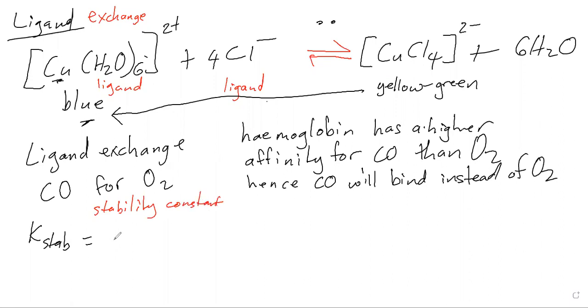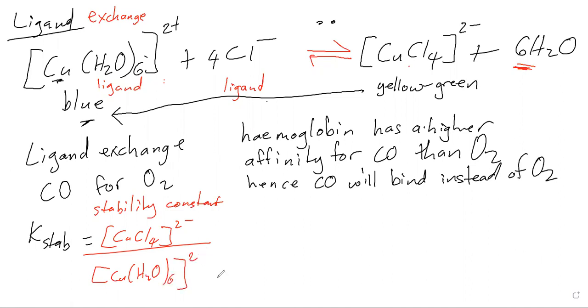All right, so it would be the product; you don't need to include the H2O. It would be CuCl4 2- divided by, so if they ask you for an expression for the stability constant, products over reactants. All right, so, Cu(H2O)6 2+ times Cl- to the power 4. So we don't get any calculation with this. The most they will ask for is the expression.